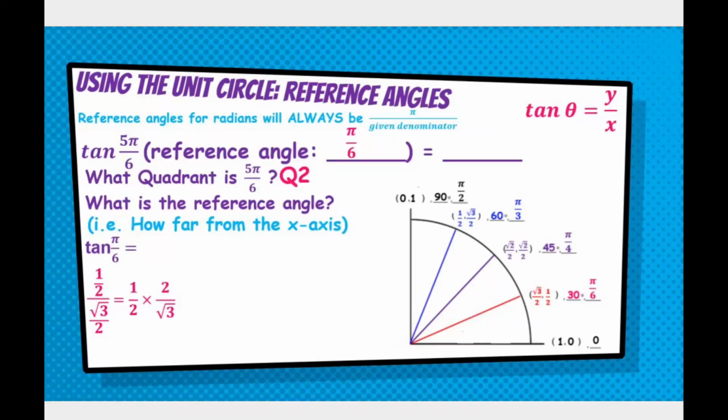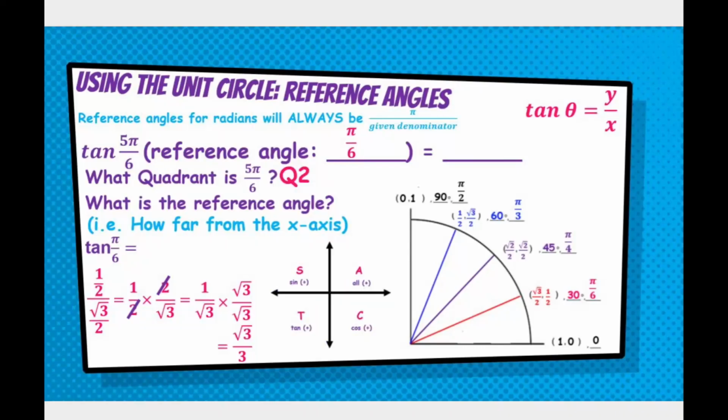And is this the same one we just got done doing? No. So this should be square root of 3 over 3, and then what quadrant am I in? 2. So that should be negative. Negative square root of 3 over 3, sorry. Square root of 3 over 3. So in quadrant 2, sine's the only thing that's positive. So I have negative square root of 3 over 3.